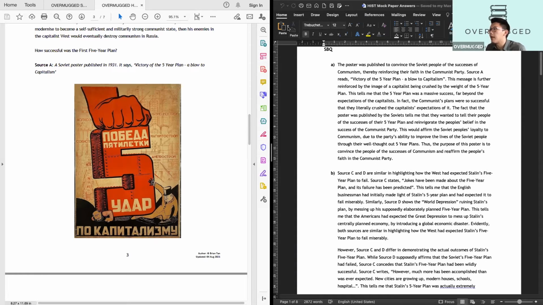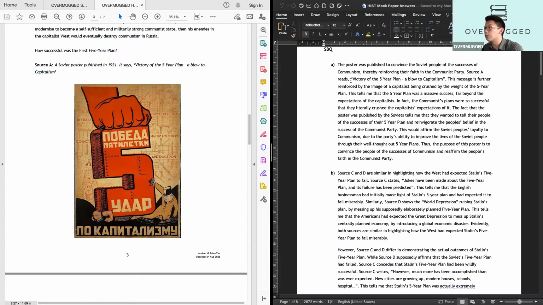Okay, so the answer here would read, this poster was published to convince the Soviet people of the successes of communism, thereby reinforcing their faith in the Communist Party. So how did I come to this statement at the start? It is because it was published in 1931 and it was a Soviet poster. But the important thing to note here is, who is the intended audience? As you can see from the source, it was published in Russian, so the intended audience is the Soviet people themselves. It is important for you to establish who the message is for, when the message was published, and from that you can infer the purpose of the message itself.